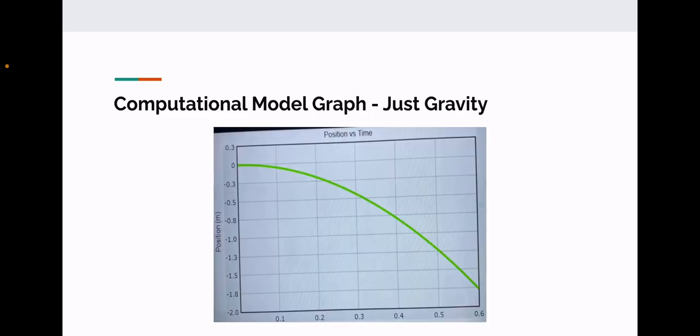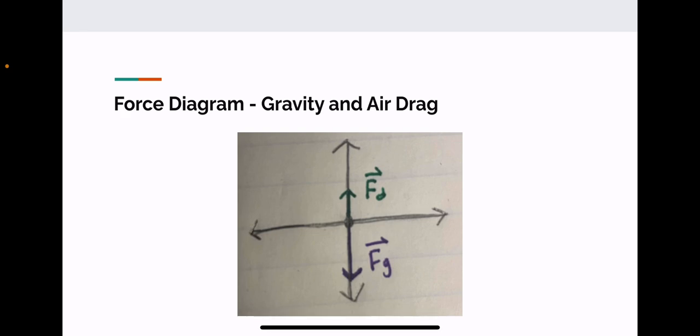Here is the position versus time graph produced. As we can see, it is not linear. And then here's the diagram to help show the net force of the object when both gravity and drag are considered. Fnet will equal the two forces added together.